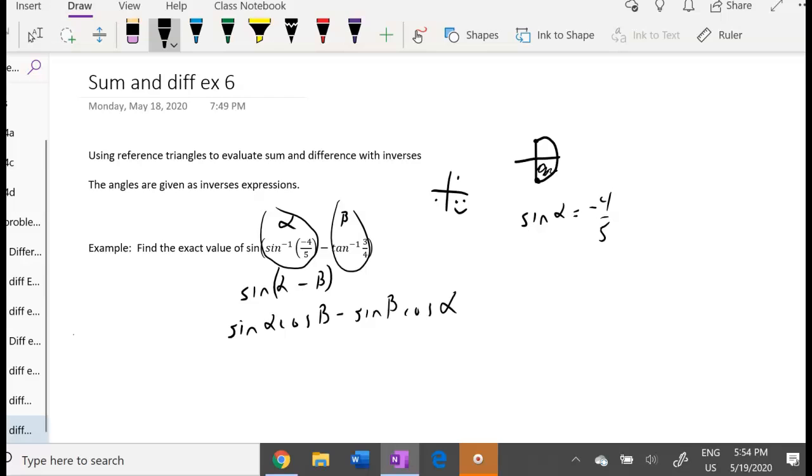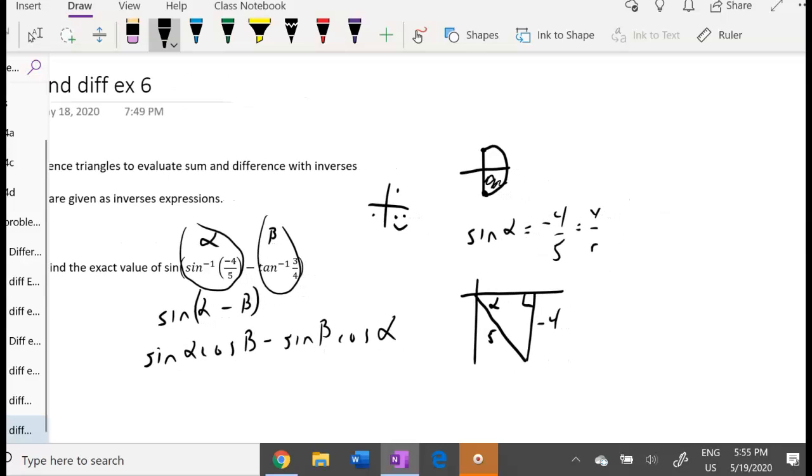Okay, so let's draw our alpha triangle in the fourth quadrant. Reference triangles always go perpendicular to the x-axis. I'm going to call this alpha. Technically it's alpha reference, but it works the same. The sine by definition is y over r, so our y is negative 4. The r is 5. And that makes sense since we're in the fourth quadrant, it should be a negative value for y. And so this is a 3, 4, 5 triangle, and this is going to be a positive 3 over here. And so there's our alpha triangle.